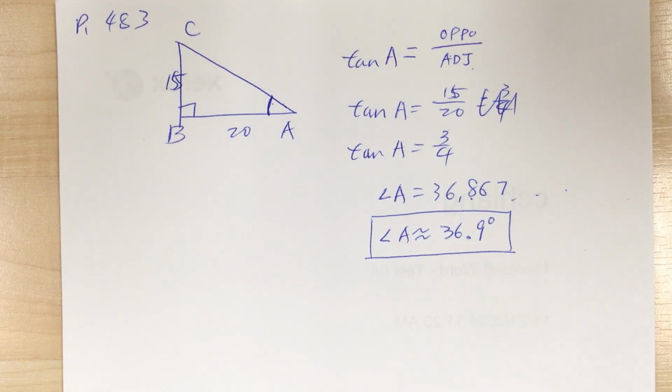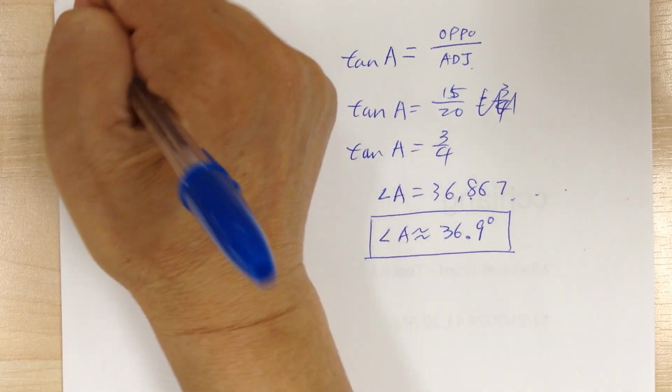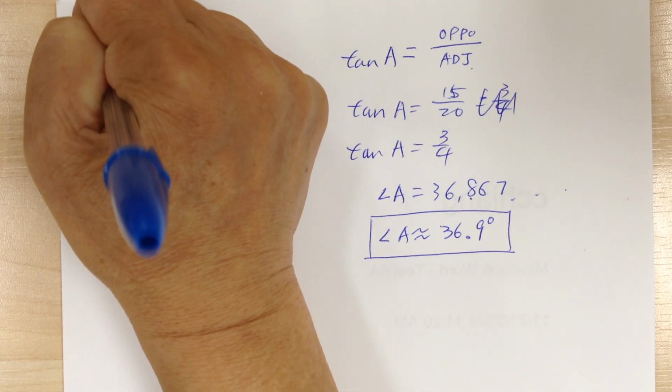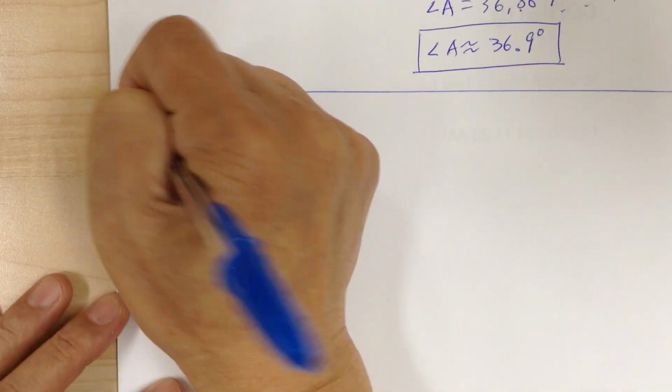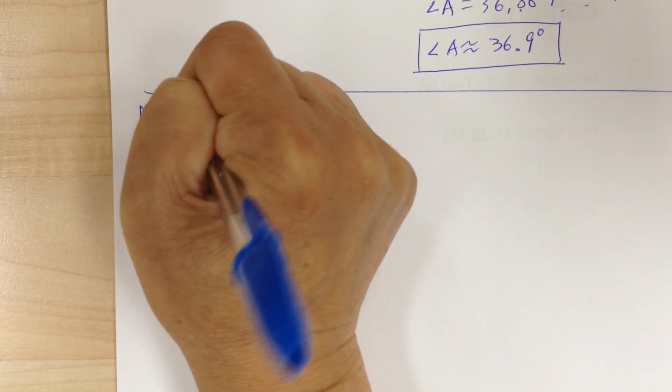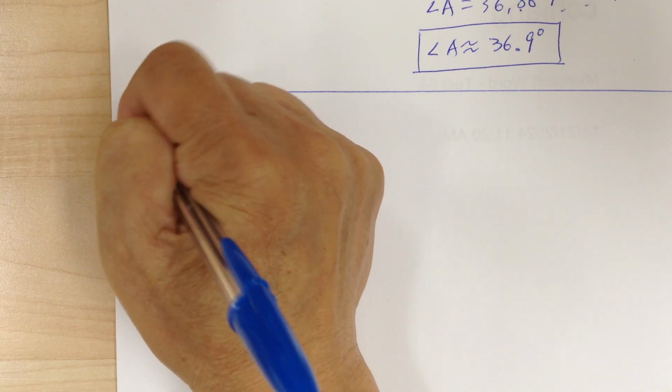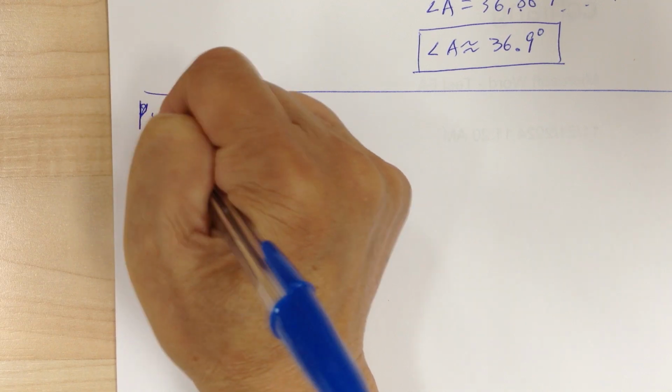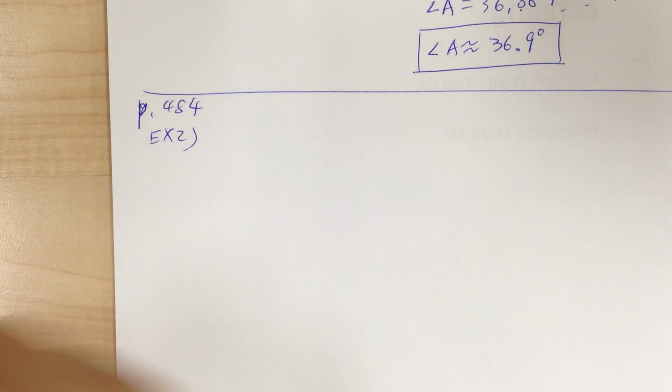Okay, let's go to example 1. Okay, now let's go to page 484. Let's go to example 2. It says the angle A and angle B be acute angles in two right triangles. You should calculate the approximation of angle A and angle B to the nearest tenth of the degree.